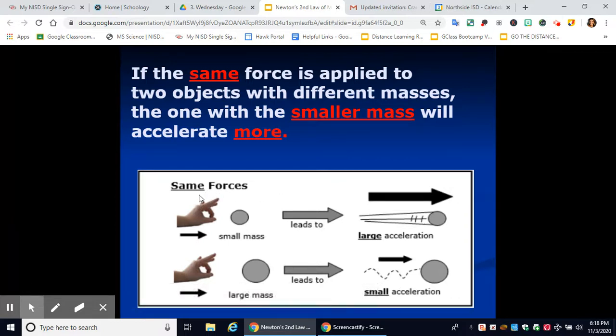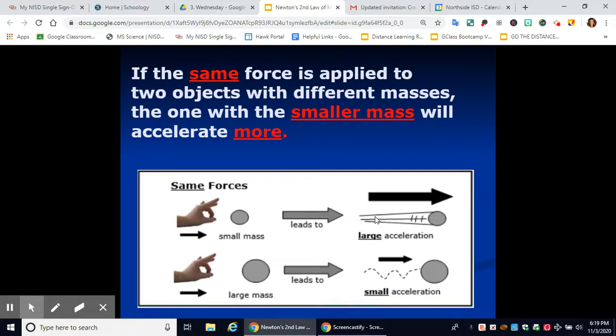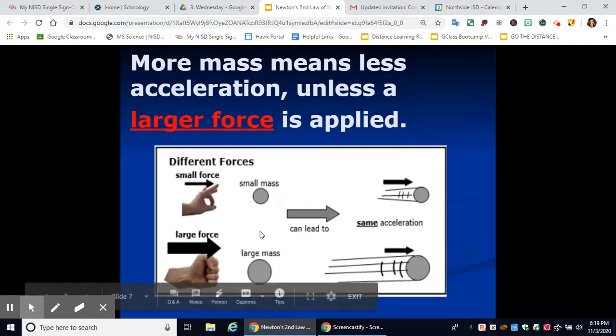And here you can see the vectors are the same size, so your forces, the flicks, are the same, being applied to a small object and a large mass. So the small mass is always going to have a larger acceleration than an object that has a large mass. More mass means less acceleration, unless a larger force is applied. So if we have a larger mass, we need a larger force to make it accelerate.